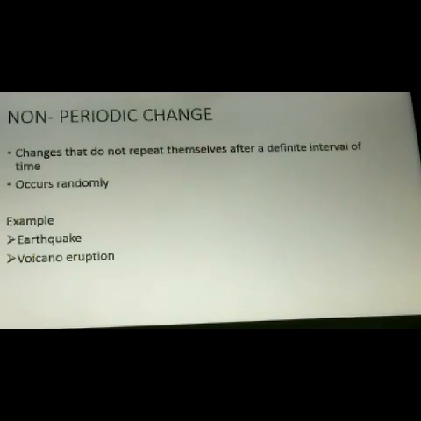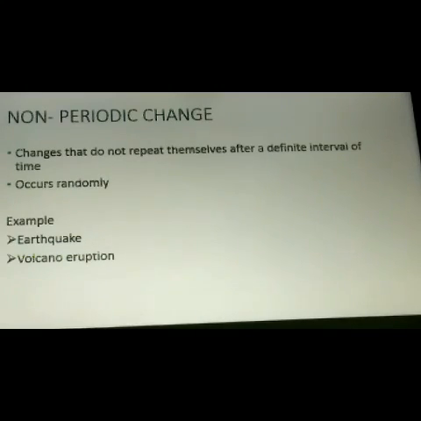Now let us see non-periodic changes. In this one, the change will not repeat themselves after a particular interval of time, and it occurs randomly. That is said to be the non-periodic change. So in case of periodic change, the change will occur after a particular time, while in case of non-periodic change, it does not repeat themselves after a particular interval of time, and it may occur randomly.